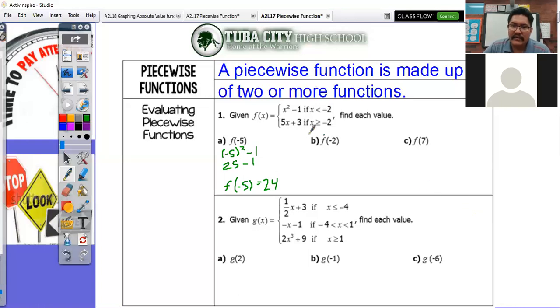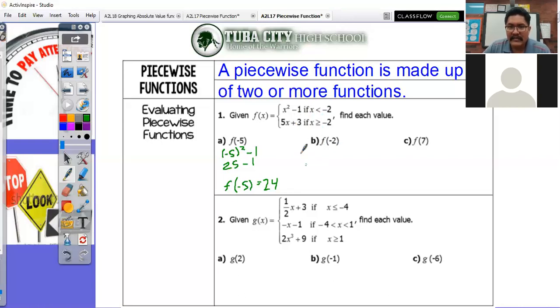Now for the next one here, part B, f of -2. So x has been replaced with -2. So we got to find out which one of these to use. Now they both have -2 in them. So maybe it's this top one. So -2 is less than -2. Well, okay, that's false because they're both the same. One of them cannot be greater than the other if they are the same. So it's probably going to be this bottom one. -2 is greater than or equal to -2. So because that one has the or equal to, it falls into this bottom function here.